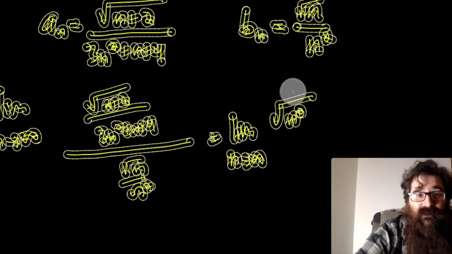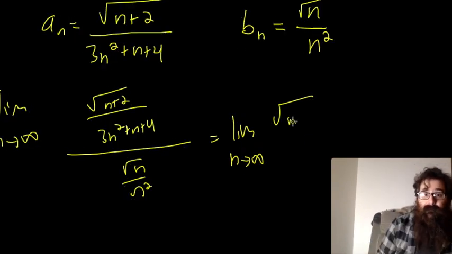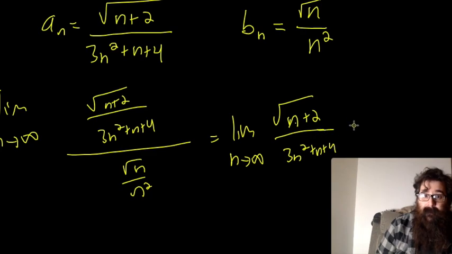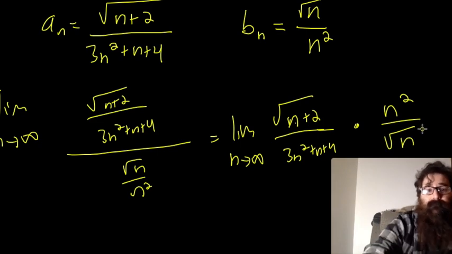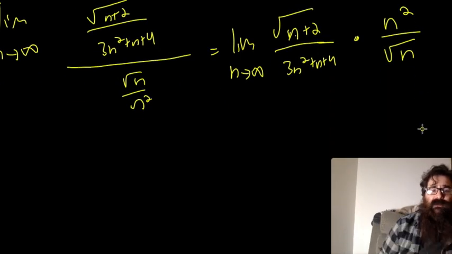I think I started writing n squared, which I don't do. So radical n plus 2, I'm on my best behavior, over 3n squared plus n plus 4. And then multiplied by, now I'm going to flip this fraction on the bottom, so that's n squared over radical n. And let's do that denominator swap trick.